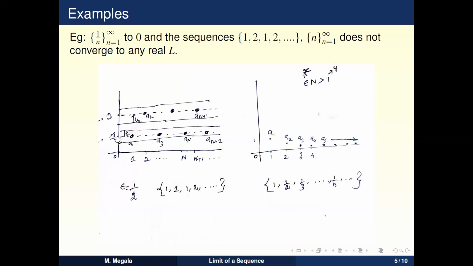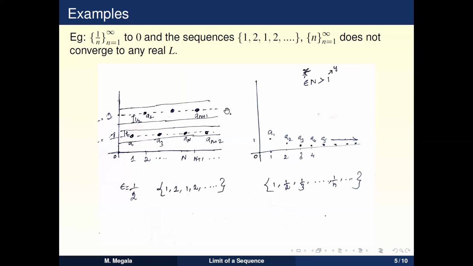Okay, what about 1 and 2? Can it be a limit point? No. Again, the same logic. The distance between 1 and 2 is 1. So take epsilon as half or lesser than that. That neighborhood will not intersect the other points, because this distance is 1, but we are choosing epsilon to be smaller, less than 1 by 2 or 1 by 3, something like that. So this neighborhood will not intersect the even entries.